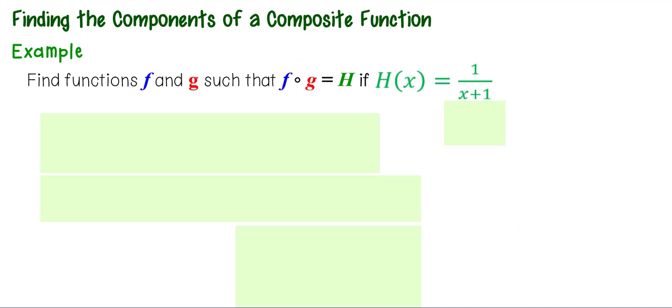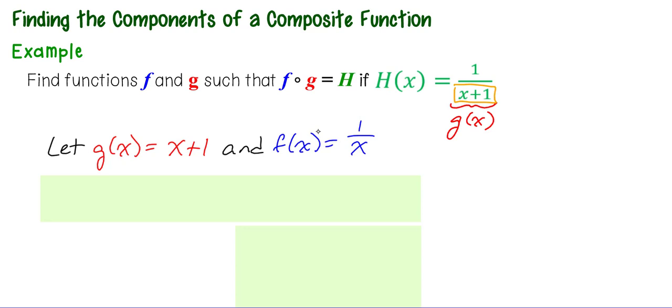So let's look at another example of that. Find functions f and g such that f composed with g equals h if h of x equals 1 over x plus 1. So right off the bat, I see that x plus 1 would be easy to replace and use as a separate function, g of x. So we're going to let x plus 1 be g of x because that is in the second position, and we're going to replace that with just x in the f of x function.